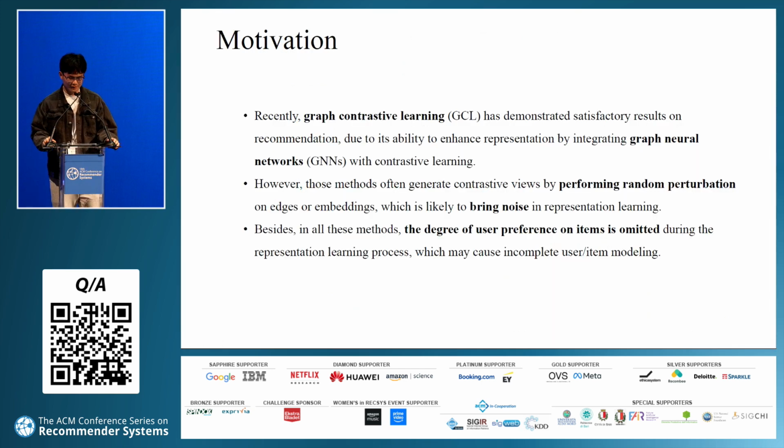And the motivation is here. Recently, graph contrastive learning has demonstrated satisfactory results on recommendation due to its ability to enhance representation by integrating graph neural networks with contrastive learning. However, these methods often generate contrastive views by performing random perturbation on edges or embeddings, which is likely to bring noise in representation learning. Besides, in all these methods, the degree of user preference on items is omitted during the representation learning process, which may cause incomplete user-to-item learning.